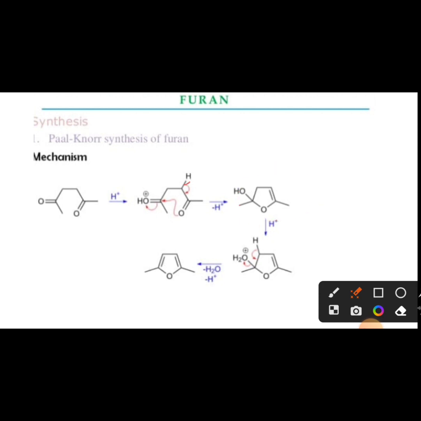Now in the next step, H plus is present, minus H plus shifts here, and then this lone pair attacks here. Now in the next step, H plus is present, and a lone pair of oxygen abstracts this H plus, giving H2O plus. Now in the next step, H plus shifts here and H2O is a good leaving group, so it leaves. Now see the structure of furan. It is the final product.